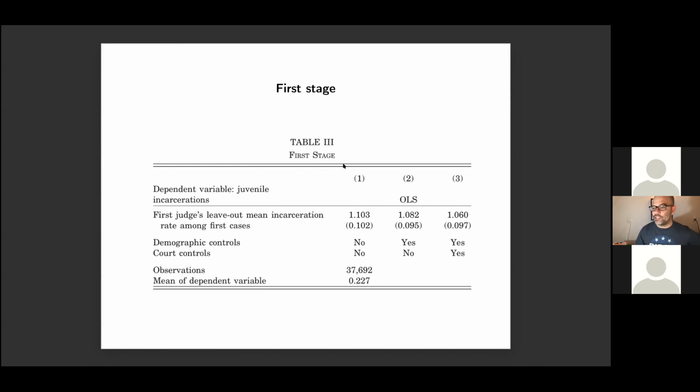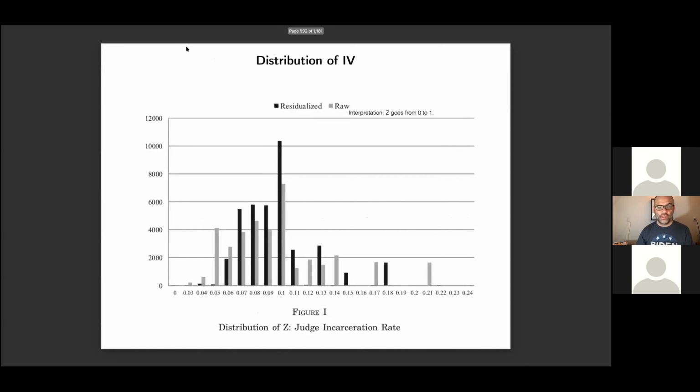Now we're going to present our first stage. All right. So the first judges leave one out, mean incarceration rate among first cases. Now, how do you interpret this? So the interpretation. All right. It's an OLS regression. So it's when Z goes from 0 to 1. Okay, Z goes from 0 to 1. We'll look back at the way that Z is constructed. So that would basically be going from 0 all the way to 1. So it's kind of a linear fit. It's a linear fit of this kind of incomplete range. So there's a bit of extrapolation that's being done with OLS.